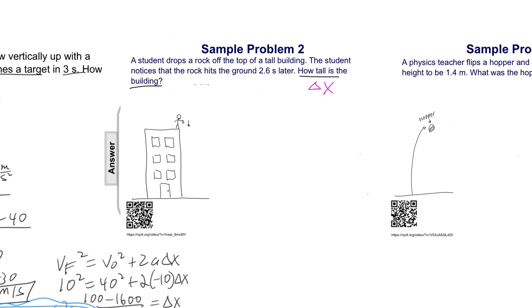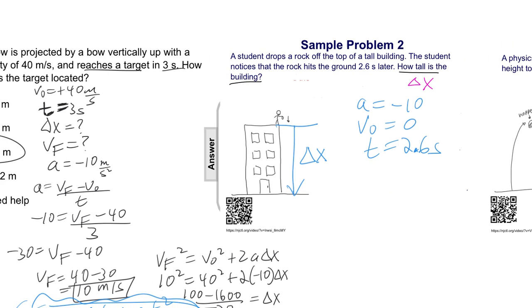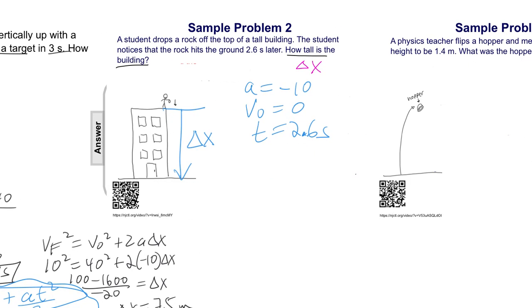Okay, so this next one, how tall is the building? So I'm looking for delta y. I'll call it delta x because it's really delta y, but I'm not picky about it. Okay, A equals negative 10. We're on Earth. He drops this, so VO is 0. Time is 2.6 seconds. Can we use that simple equation we just did? Yeah.